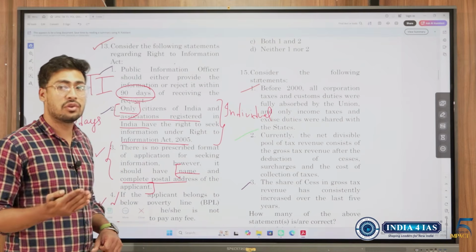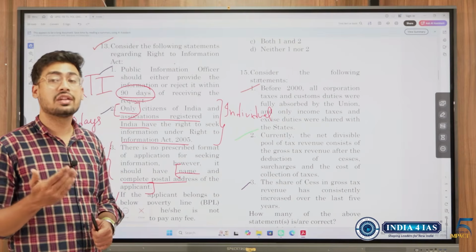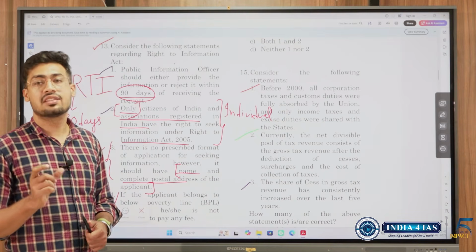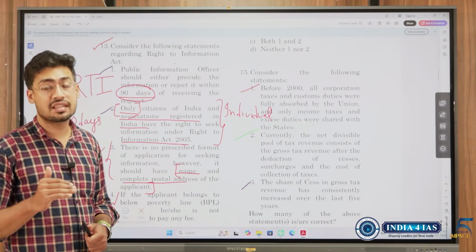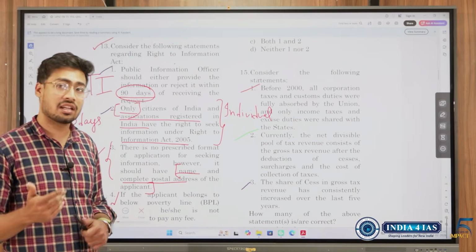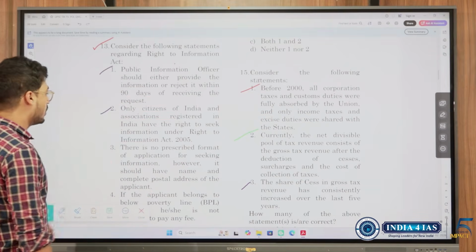See, this can be asked in a different way. Which of the above persons are eligible to get information under RTI? Option A, citizen of India. Option B, legal entities in India. Option C, both citizens and foreigners residing in India. UPSC may ask it like this. So please be very careful. We'll move on.